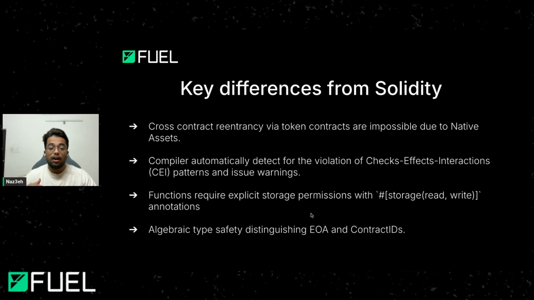And fourthly, algebraic type safety between EOAs and contract IDs. Now, what does that mean? So, in Sway, if a particular contract is expecting a call from EOAs, or only allows calls from EOAs, then if a contract tries to call it, it will not allow that. Similarly, if a particular function is expected to get a call from a contract ID, and if an EOA tries to call that function, it will not let that call get through. So it will block that, and thus it provides you additional safety.